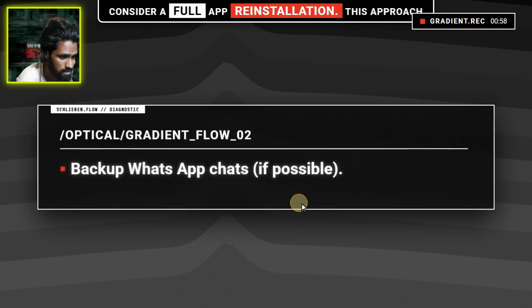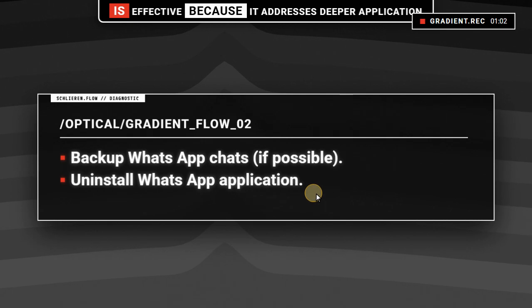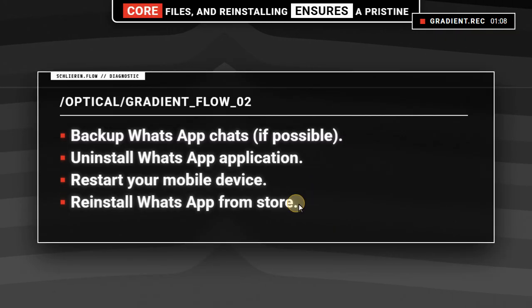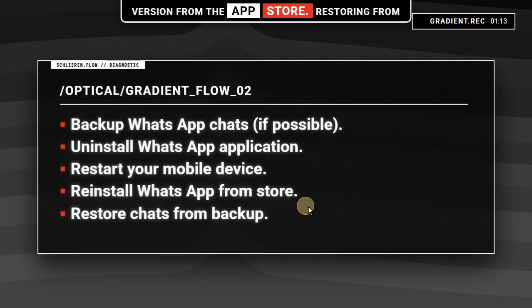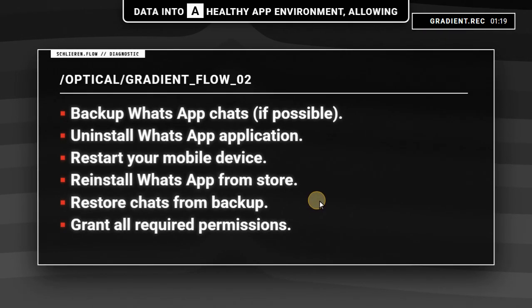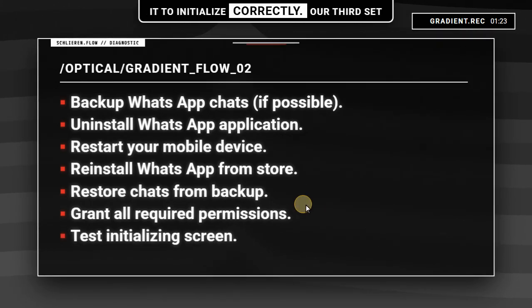Next, consider a full app reinstallation. This approach is effective because it addresses deeper application file corruption. Uninstalling WhatsApp completely removes its core files, and reinstalling ensures a pristine version from the App Store. Restoring from a valid backup then reintroduces your chat data into a healthy app environment, allowing it to initialize correctly.